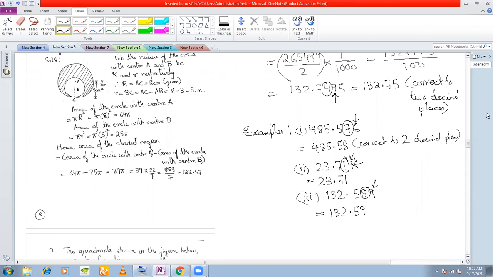Sir, if told 1 decimal place, then? Suppose if you want to round it off to 1 decimal place, you follow the same rule. If 3 decimal places are given and you are to round off to 1 decimal place, then what should you do? 0.589. If you want to round it off to 1 decimal place, 132 point. Now you see this digit just after the first decimal place. It is 8, right? Which is greater than 5. So you add 1 to this to get 6. Clear? This is correct to 1 decimal place.